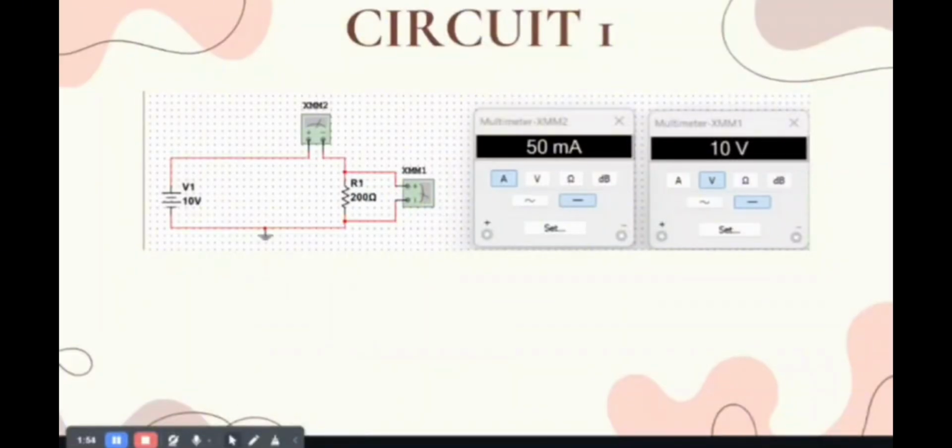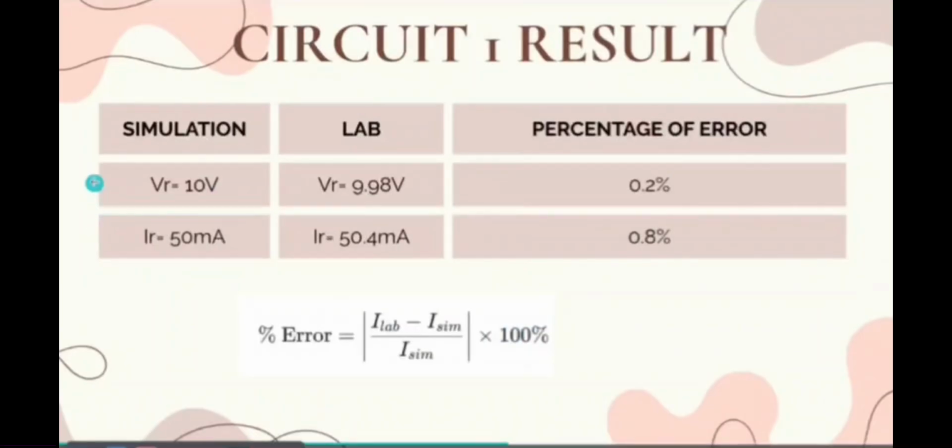Today I'm going to be discussing the simulation value and lab value. This is circuit number 1, a comparison of simulation and lab values. We also calculated the percentage of error using the formula below: the measured value minus the theoretical value, divided by the theoretical value, times 100%. As you can see, the percentage of error for the voltage of the resistor is 0.2% and for the current is 0.8%. The percentage of errors are low, indicating a higher accuracy level of our measured values.